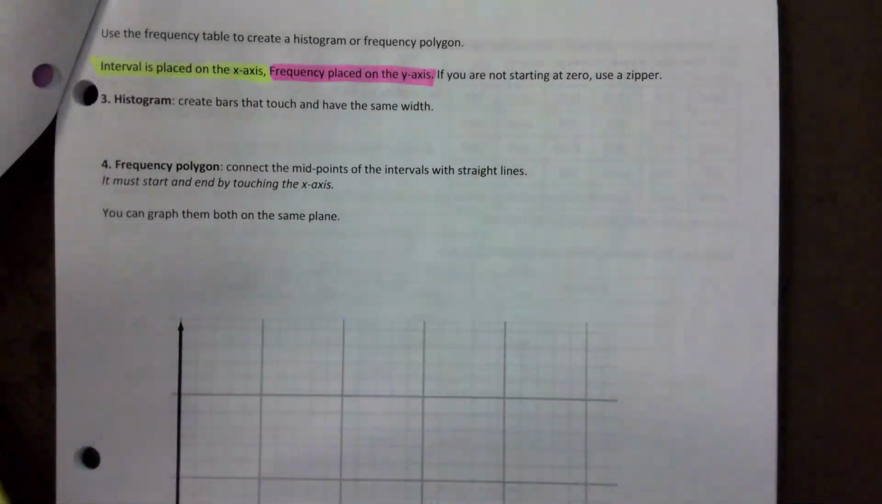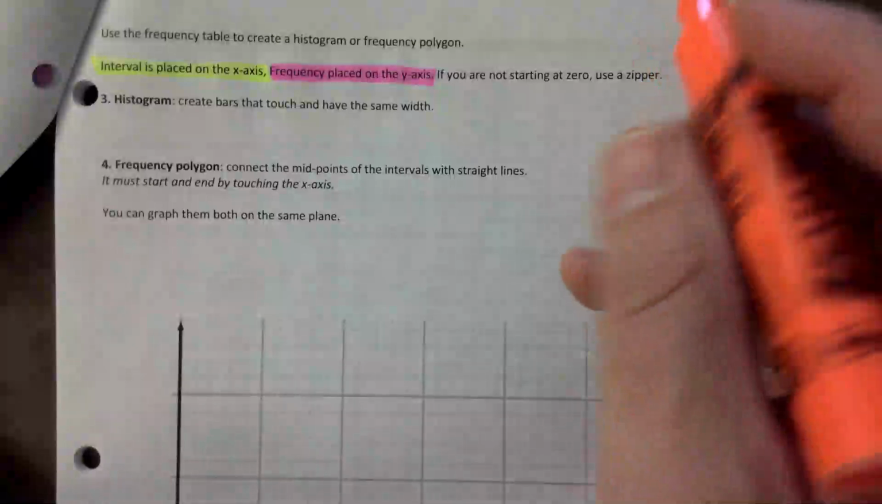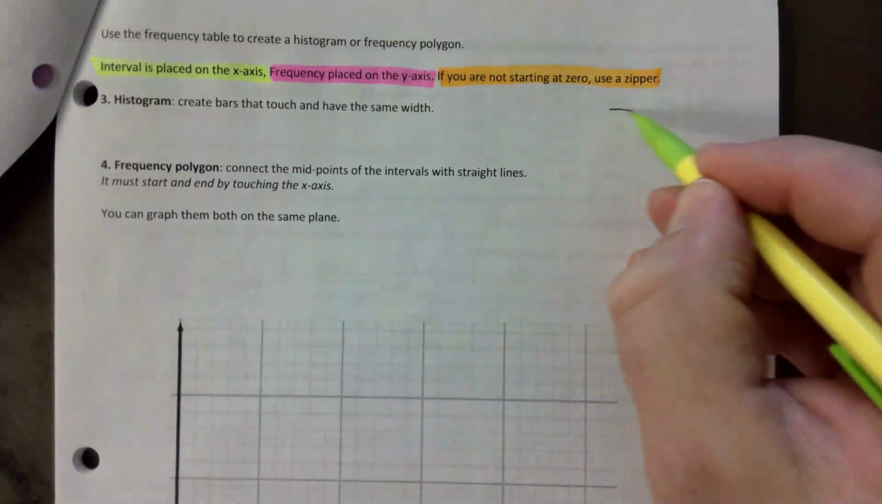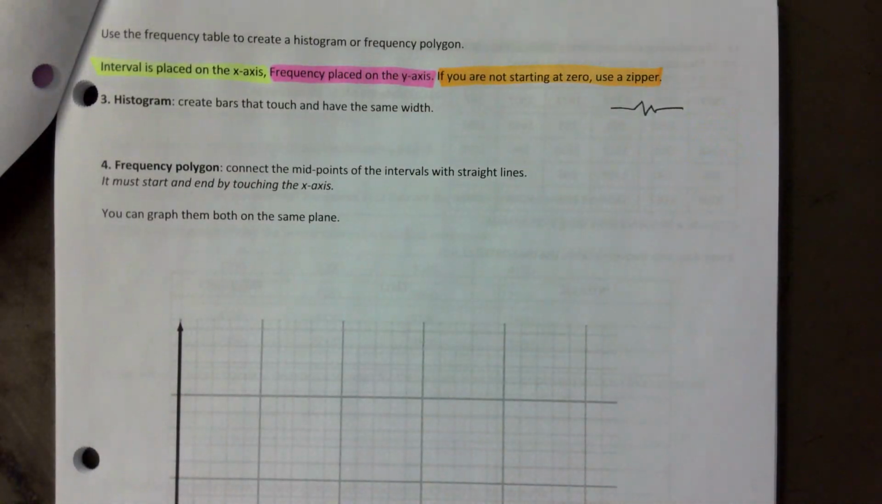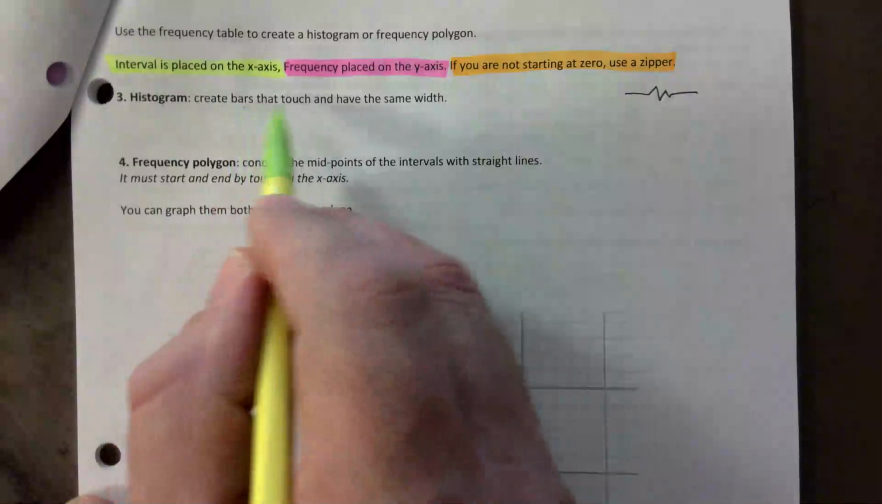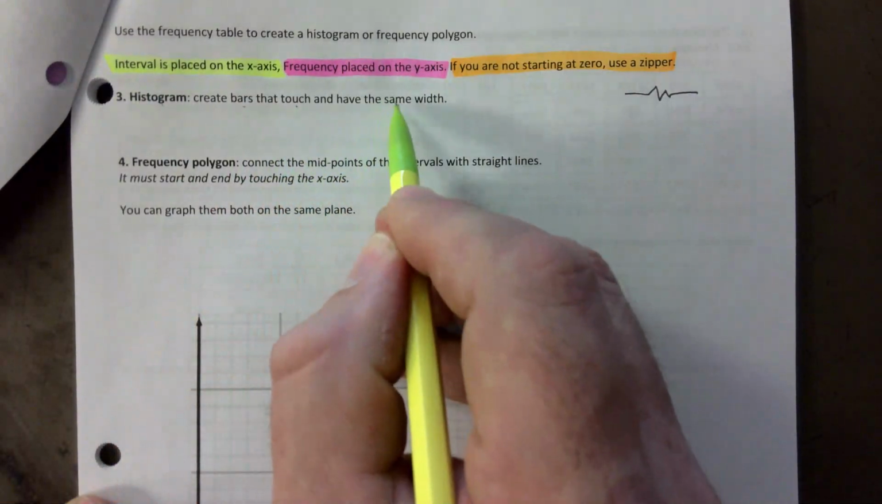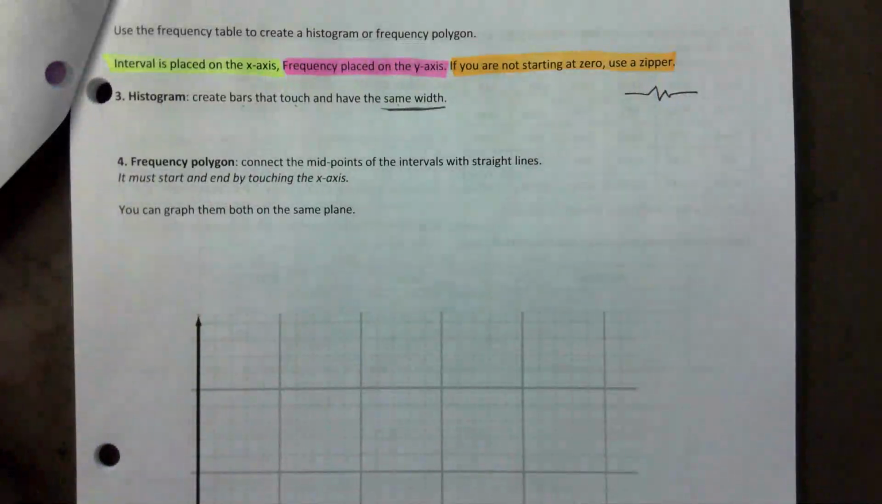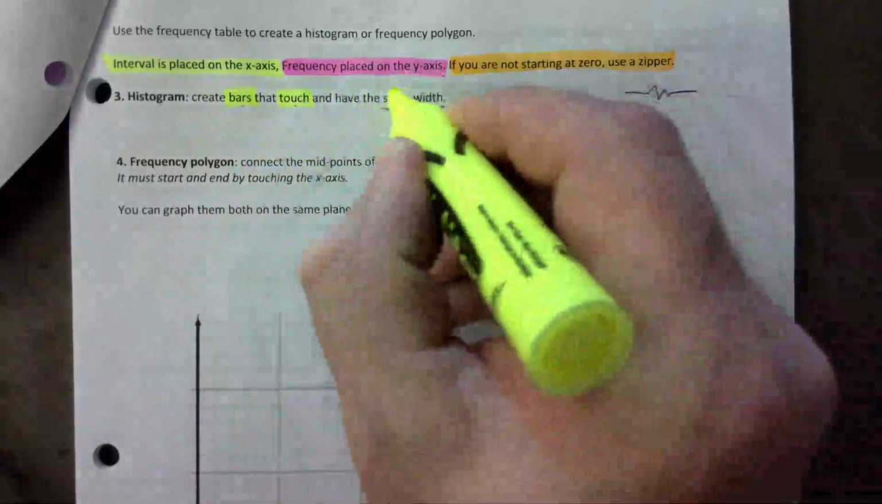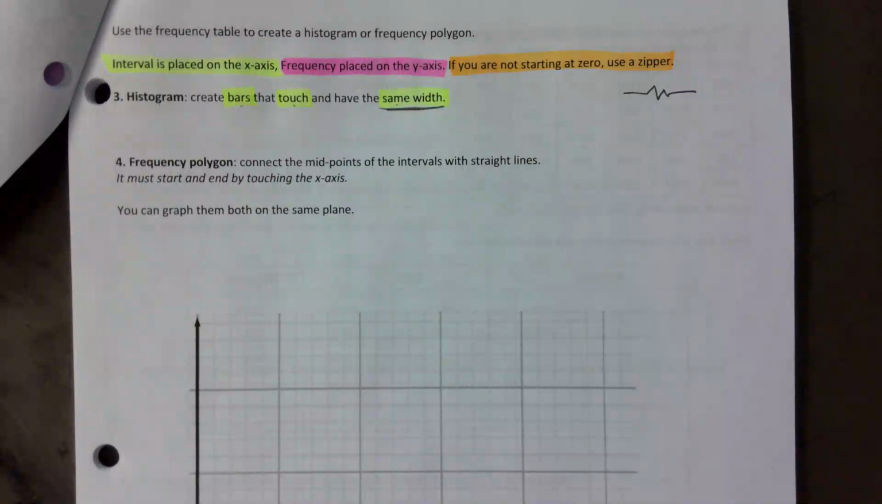Watch this one here. If you're not starting at 0, use a zipper. Does that mean anything to you? This is what I call the zipper. Like if you don't want to start at 0, which sometimes is annoying, we only use that for stats, okay? We don't use that for quadratics or linear, which you're going to do at the end. For histogram, create bars that touch and have the same width. Very important. Bars, just highlight bars. They touch and have the same width. That's what you need to know about histogram. Let's do that first.